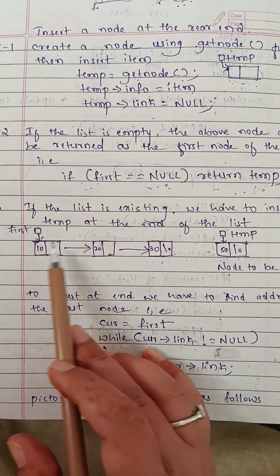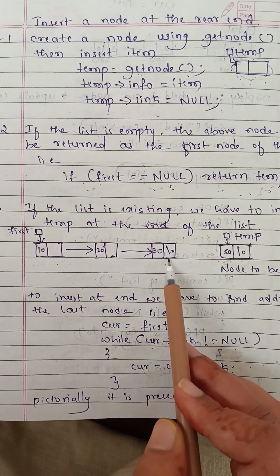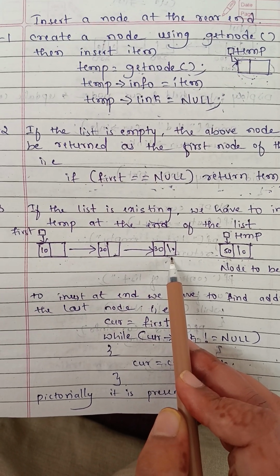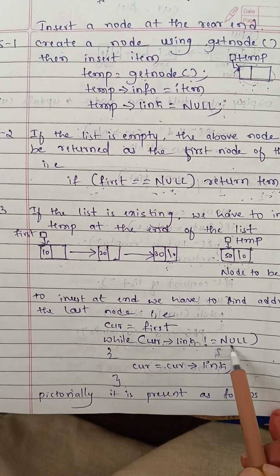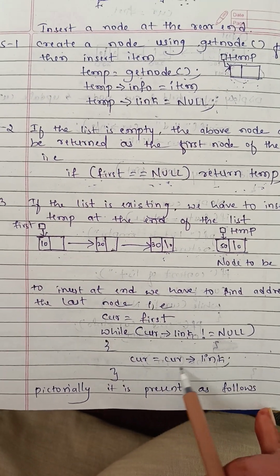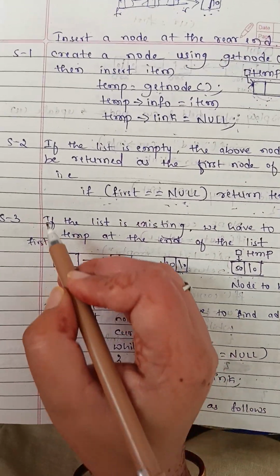I have to move from one node to another until I get null, right? Once I get the null, only then will I know that this is the last node. So while current of link is not equal to null, we will move current to current of link.